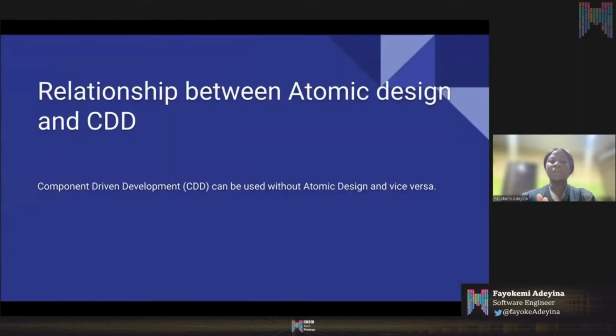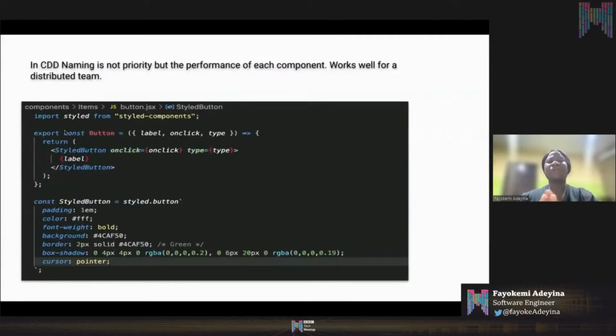But in component-driven design, we're not so particular about namings. You can give your component whatever name you choose. You're not bound to follow a procedure, that you must move from atom to molecule and the likes. It's about the performance of the component, making sure that your component is reusable and works for a distributed team.